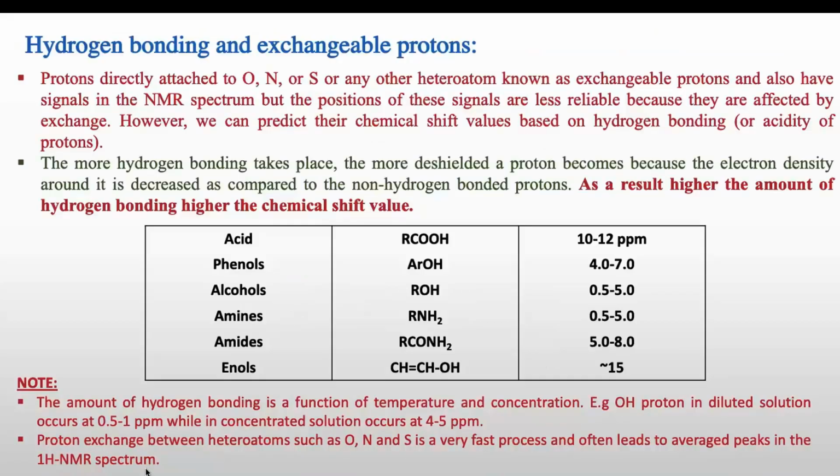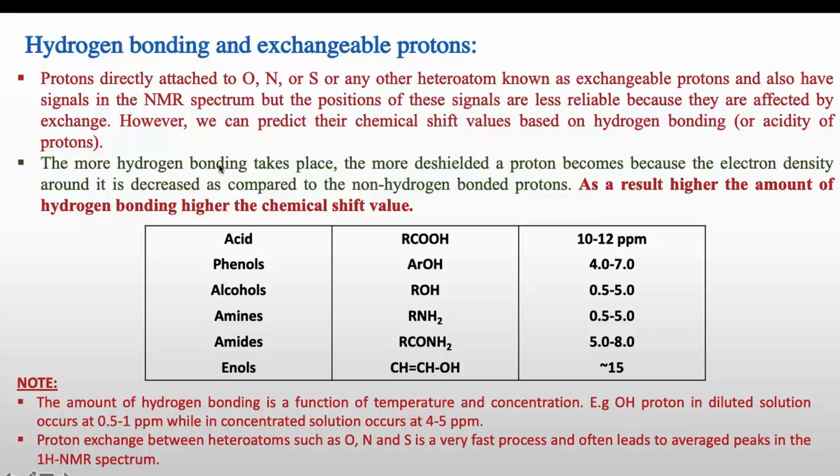Now, the third factor is hydrogen bonding. Protons directly attached to oxygen, nitrogen, or sulfur or any other atoms are known as exchangeable protons, and they also have signals in the NMR spectrum. But the position of these signals is less reliable because they are affected by exchange. However, we can predict the chemical shift value based on the hydrogen bonding. The higher the hydrogen bonding, the higher the chemical shift value for these protons.